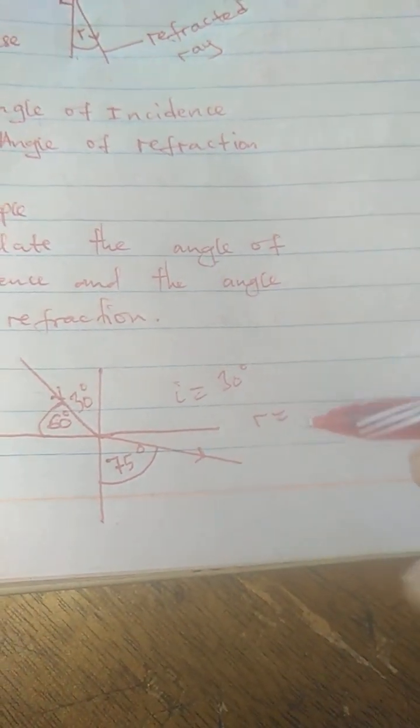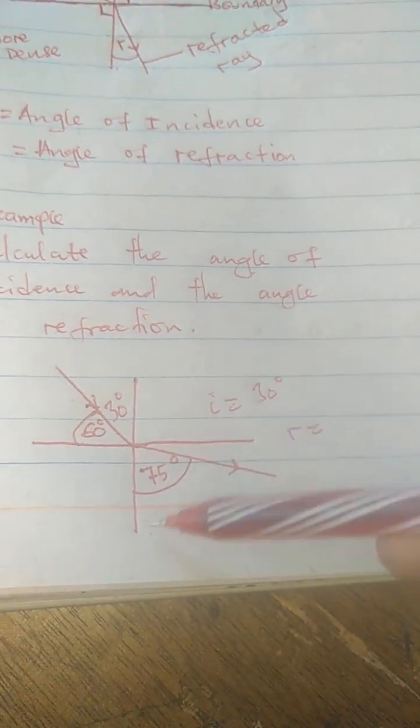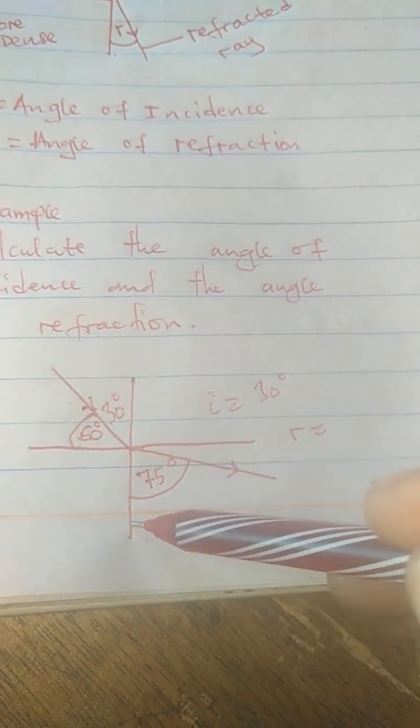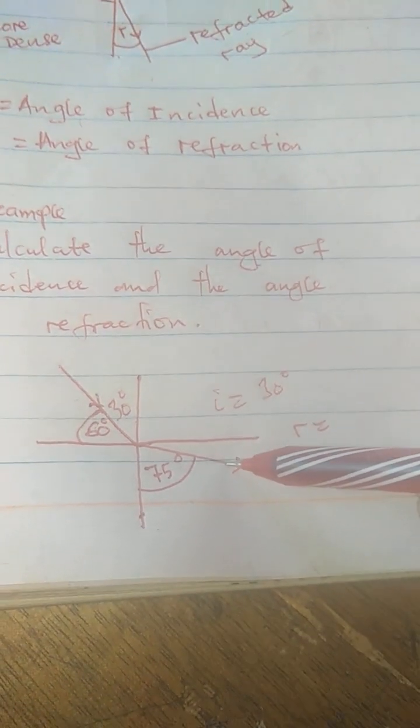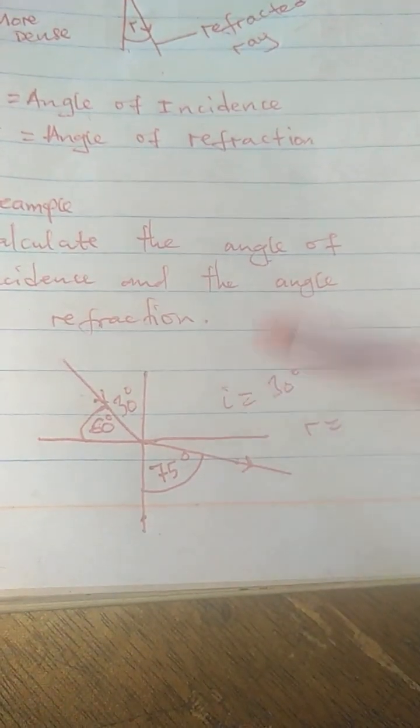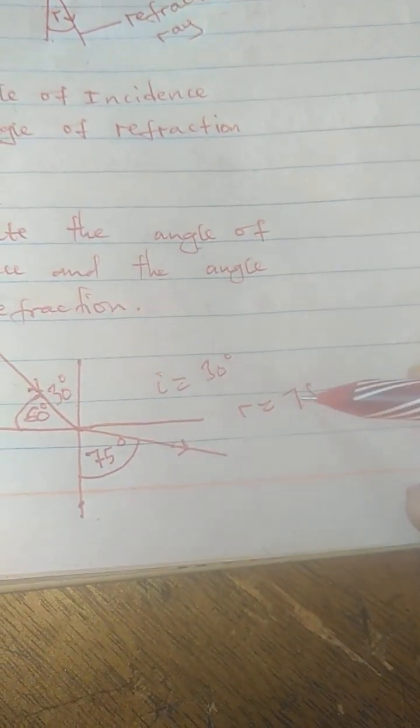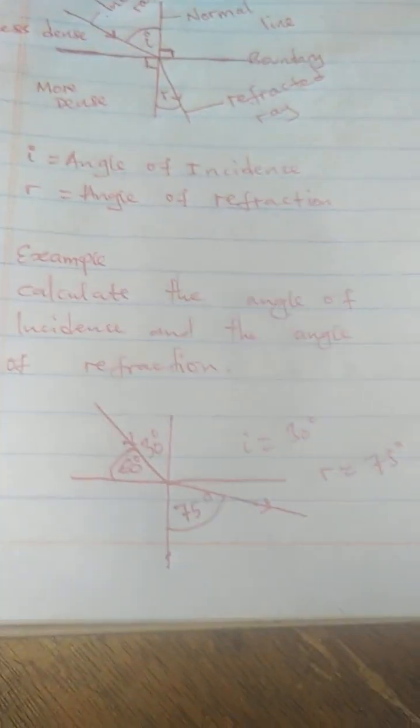So the angle of incidence, we have found that it is 30 degrees. Now what is the angle of reflection? The angle of reflection is the angle between the normal and the refracted ray. You can see it's already given as 75. So 75 degrees. Then you've calculated.